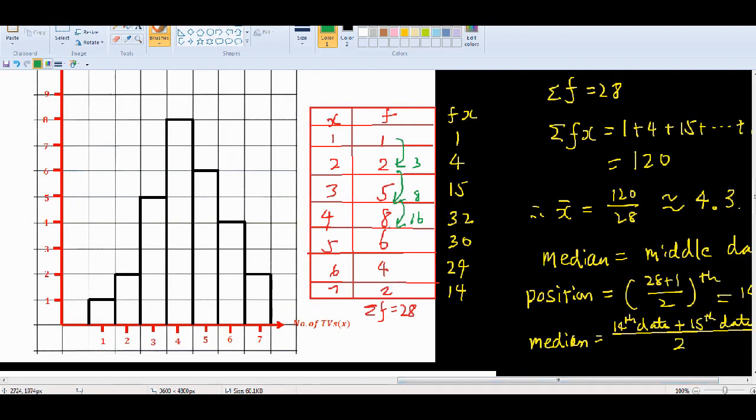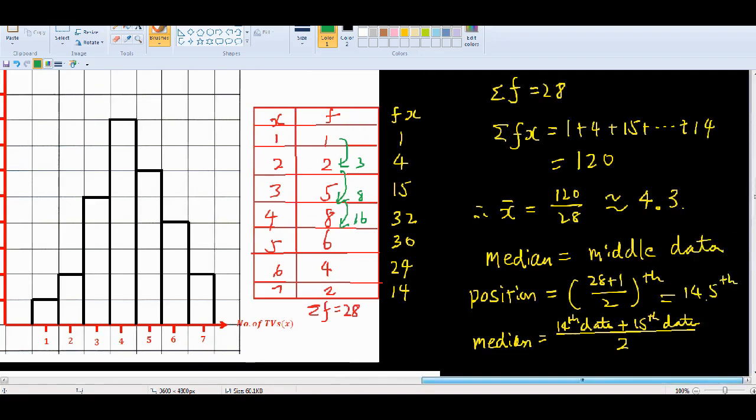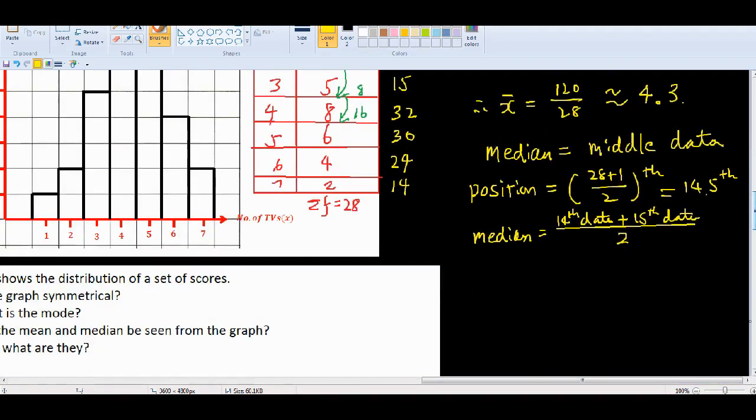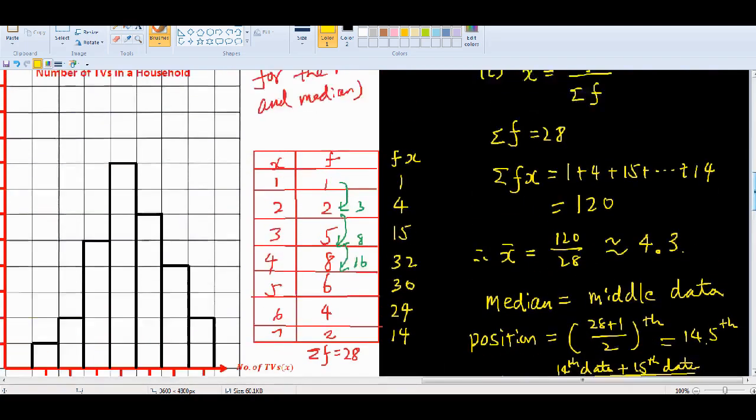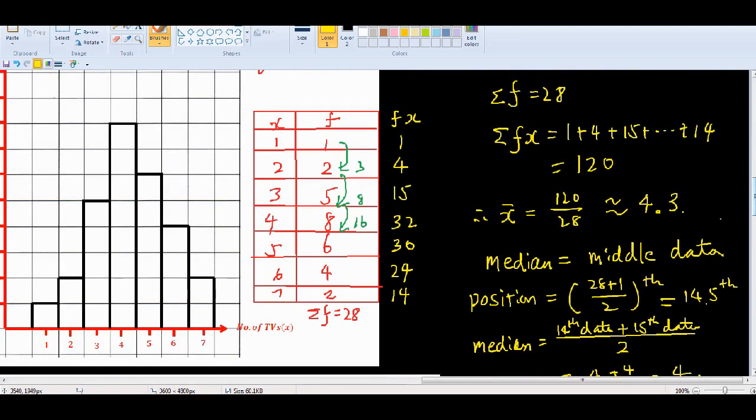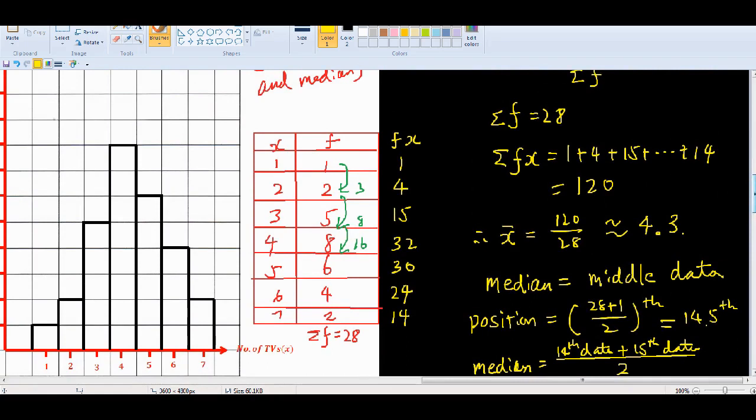So you could say the 14th and 15th data are both 4. So what you have is 4 plus 4 divided by 2 is 4. So that's what we've got. We got 4. So the median is 4 and the mean is 4.3.